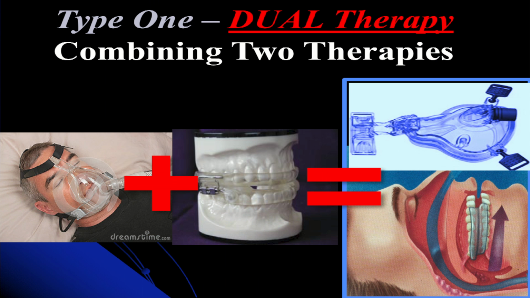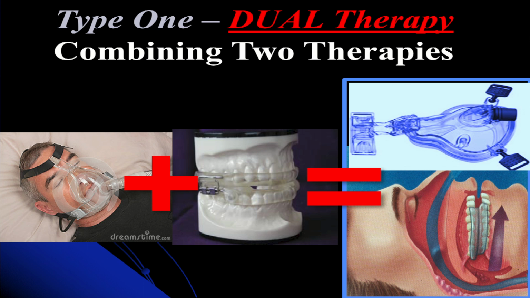So there's two types of combination therapies. Type 1 is called dual therapy. In other words, we're combining the two therapies together. And this is something every dentist who can do oral appliances can do this type of combination therapy. You take a CPAP and you give the patient any oral device you want. It advances the mandible. So now you're augmenting the CPAP by stabilizing the mandible.